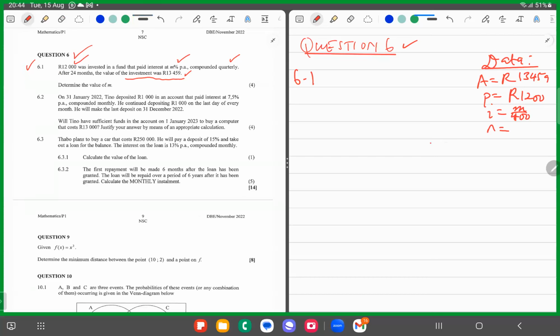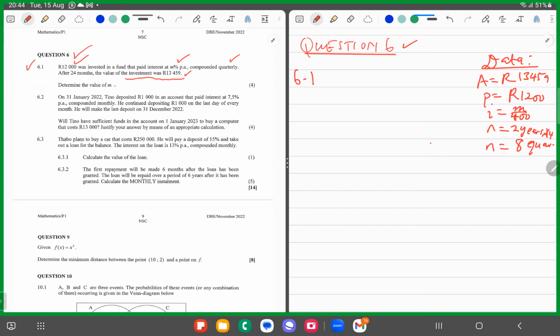So we need to convert the months into quarters. In other words, 24 months is 2 years, and you multiply the 2 years by 4. That becomes N equals 8 quarters. Okay, 8 quarters. So when it becomes 8 quarters, you're able to write that one down.